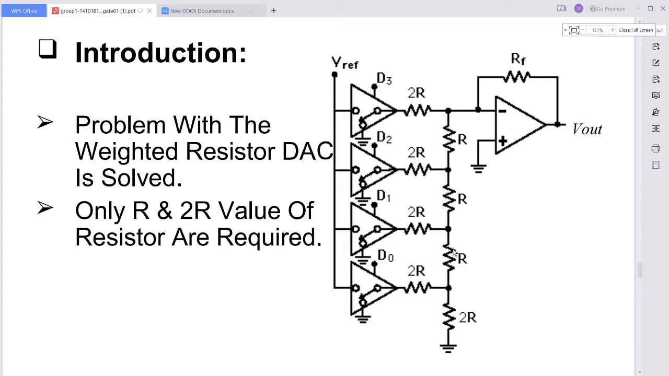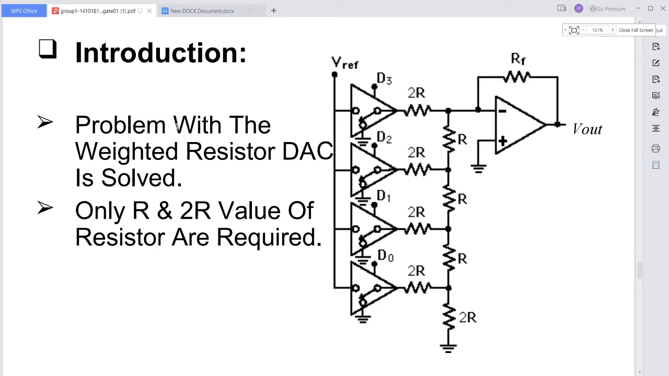So it works on the voltage scaling property at each node. These are the nodes; this is a node, this is a node, this is a node. At each node, voltage is going to be divided. This has 1, 2, 3, 4 nodes, and every node is going to divide the digital data, and the output will be the analog one.